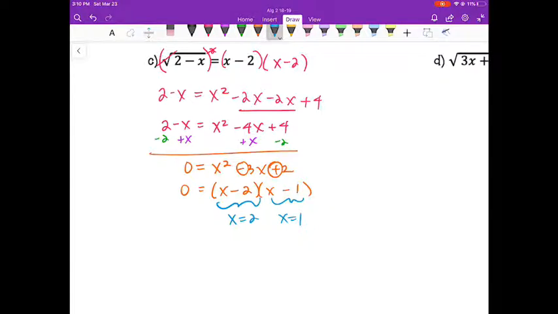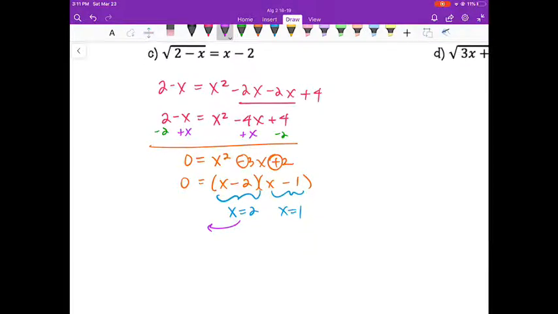I have to plug them back into my original equation to see if I have any extraneous solutions. So checking x equals positive 2. On the left, I have 2 minus 2 under my radical. I have regular 0. And then on the right, I also have 0. Cool. We're okay there. For x equals positive 1, plugging that guy in, 2 minus 1, I have radical 1.